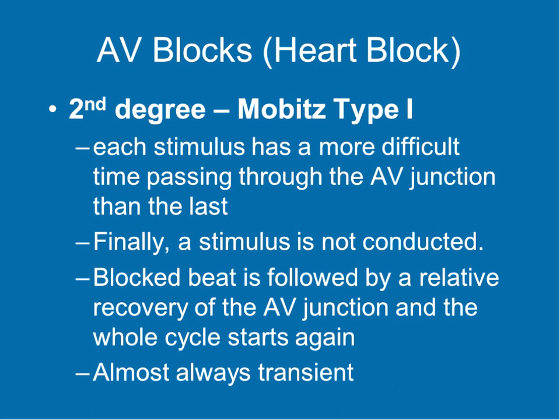In the second degree type 1, each stimulus has a more difficult time getting to the AV junction than the last. Finally, a stimulus doesn't make it through at all. Then you have a relative recovery of that AV junction, and the whole cycle starts again. The second degree type 1 is almost always transient. Again, it can have the same causes as the first degree. It usually is rather intermittent and generally not problematic.